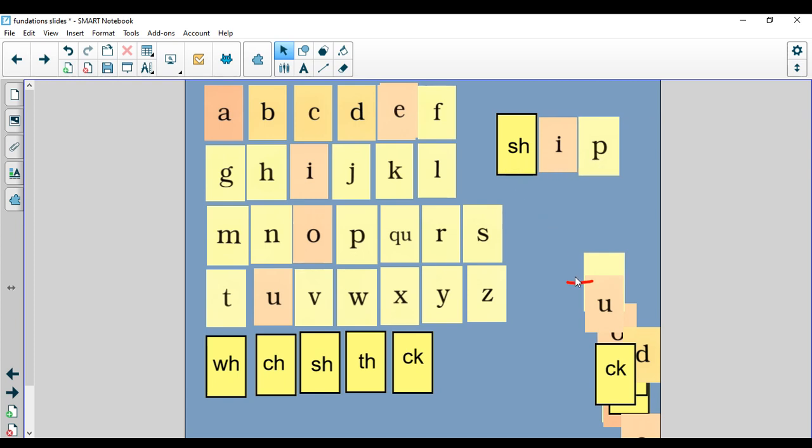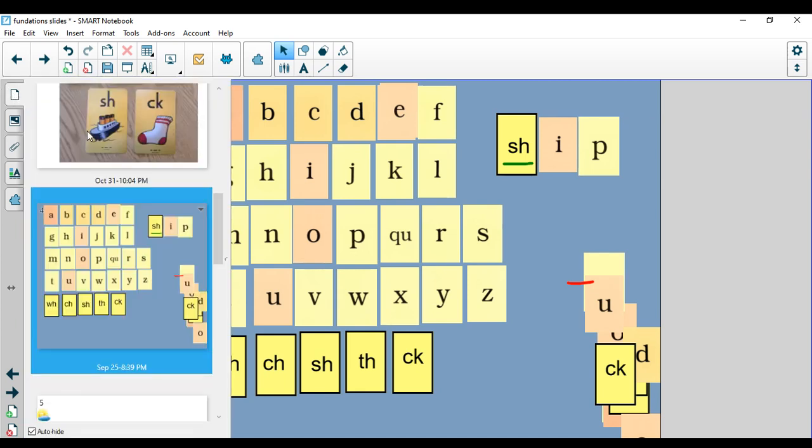If I mark up the digraph, what is that digraph? You're right, SH. I'm going to go ahead and mark that digraph up. I'm going to draw a line underneath it so that I remember that is a digraph, SH, and it makes one sound, sh, ip. The word is ship. I saw a ship come sailing in the sea.